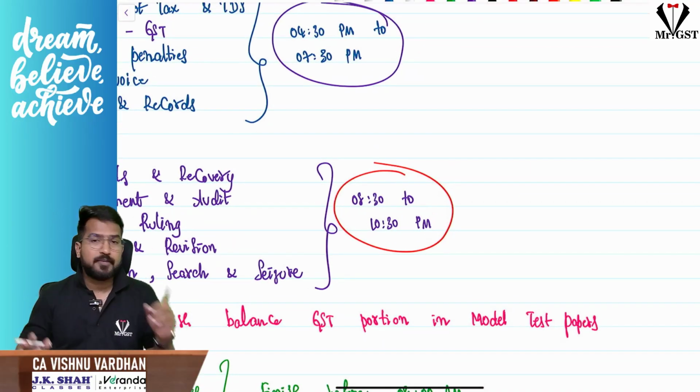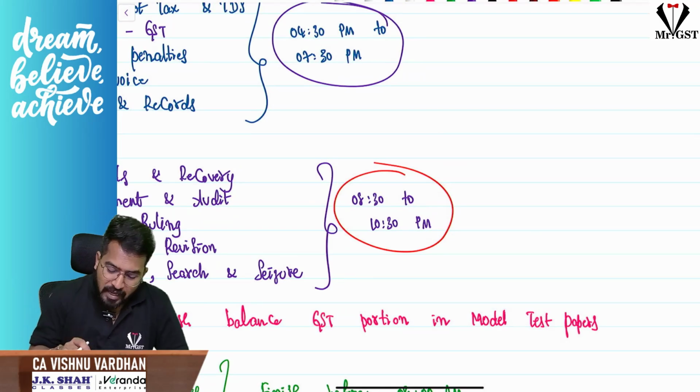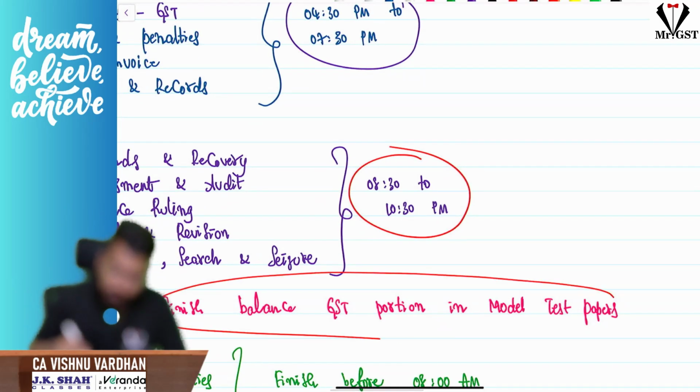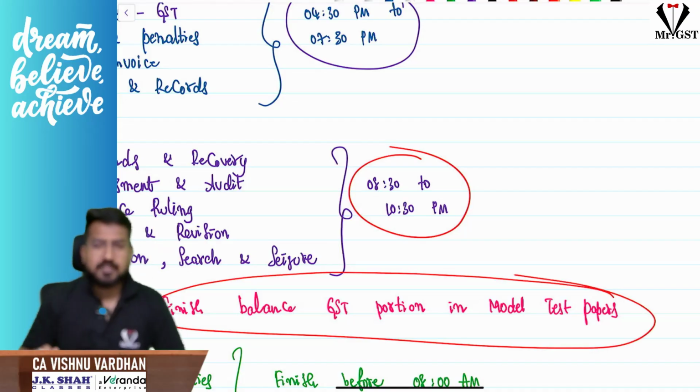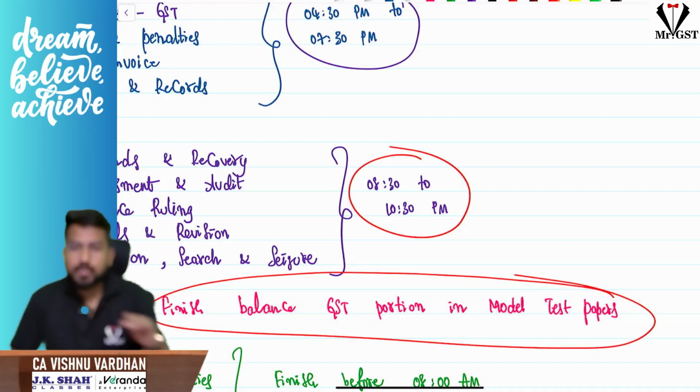All that model test papers, you did only the first question. So balance, whatever the questions related to the balance chapters in these model test papers, finish off all those questions. So with this, you are thorough with GST.